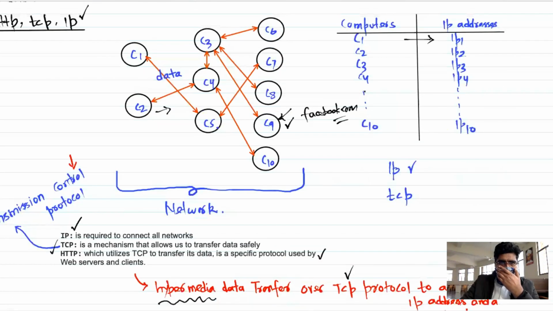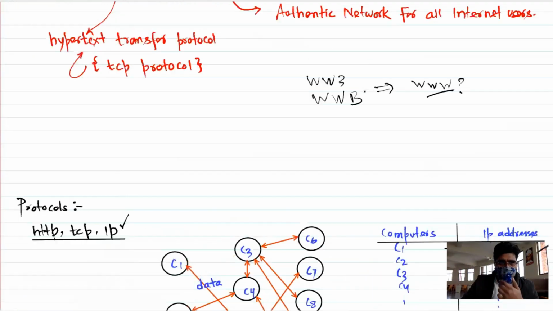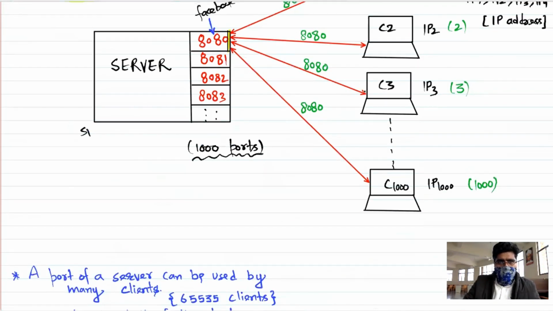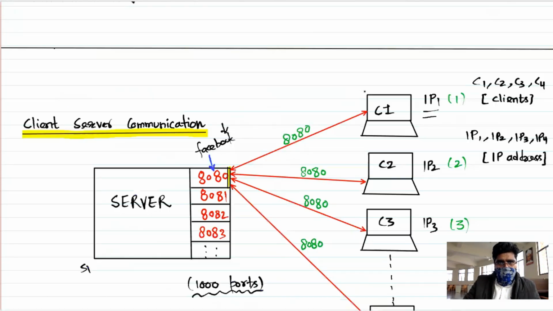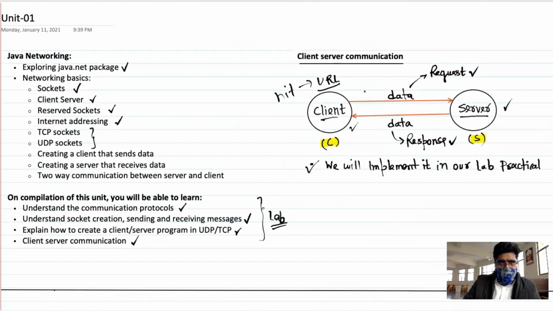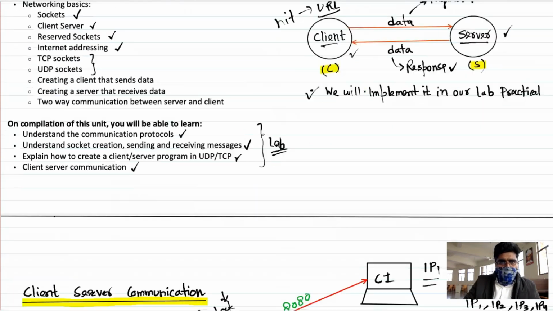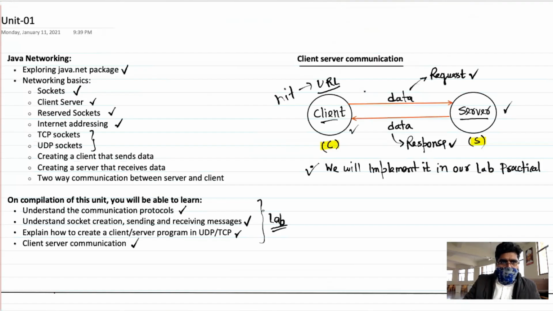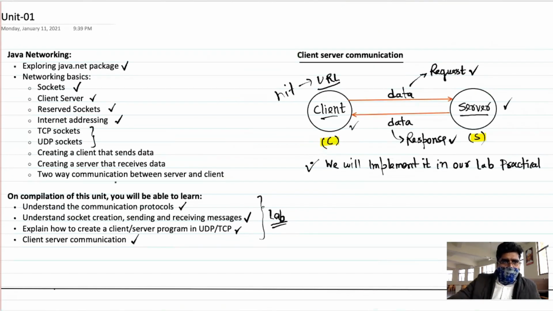In the next lecture we will continue after that, but I think these are all the basic things you should always be aware of about networking and client-server communication. These are the general things you should be aware of. Probably in the next lecture we will start exploring the java.net package and sockets.